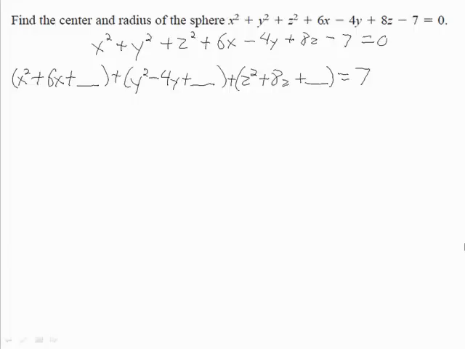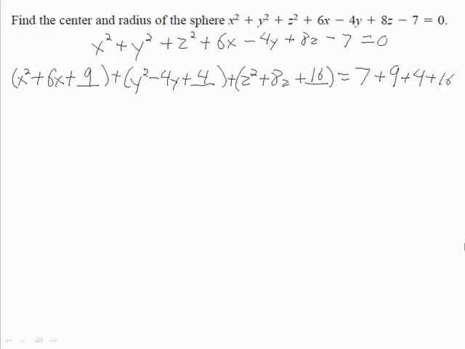To complete the square with the x terms, take half of 6, which is 3, and square that, which is 9, and add that to both sides. To complete the square with the y terms, take half of 4, which is 2, and square that, which is 4, and add that to both sides. To complete the square with the z terms, take half of 8, which is 4, and square that, which is 16, and add that to both sides.